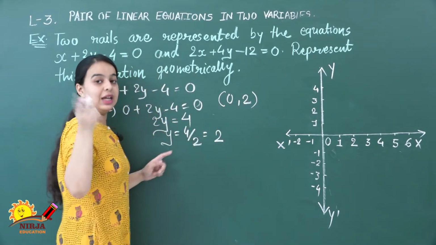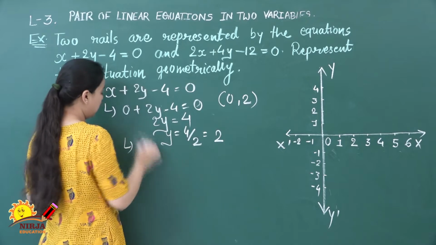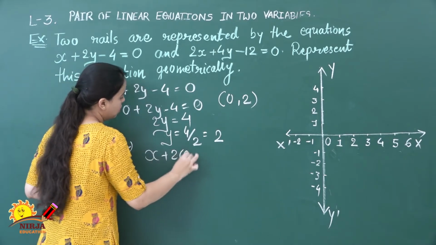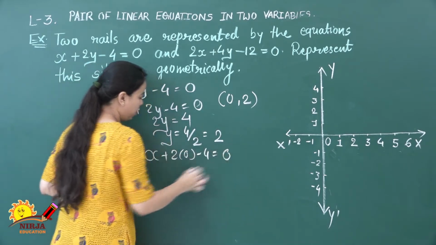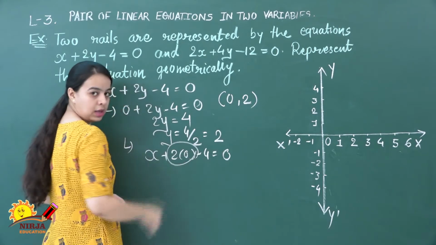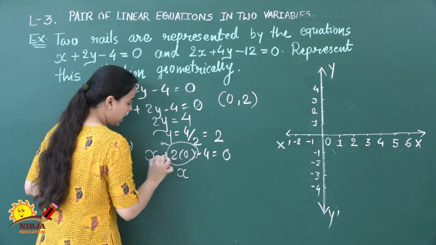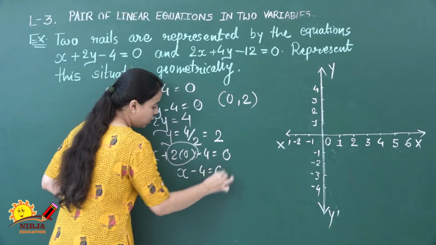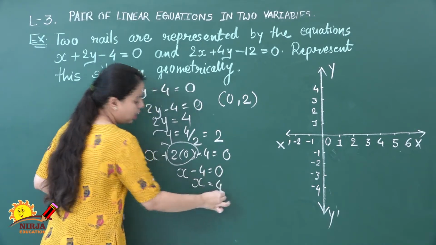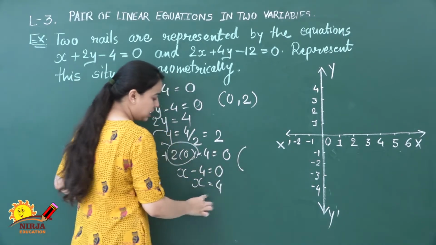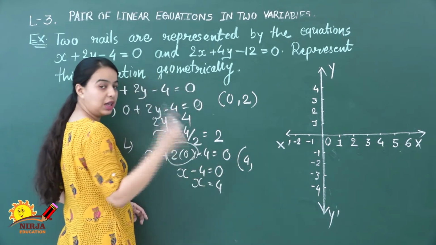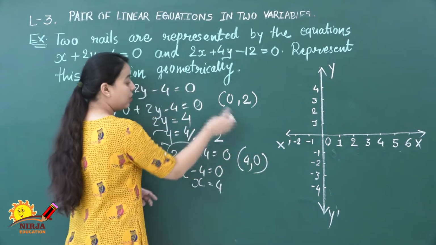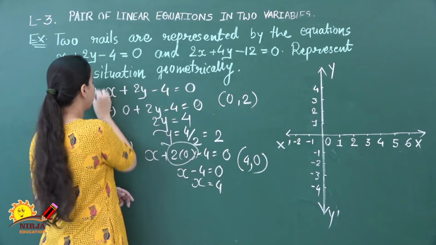Now I am going to take y as 0. Let's take it, x plus 2 into 0 minus 4 is equal to 0. That means this whole term is equal to 0. So what is left? X minus 4 is equal to 0. X is equal to 4. So the second point we got is x is equal to 4 and y we have taken as 0. So we are having 2 points for our first equation.